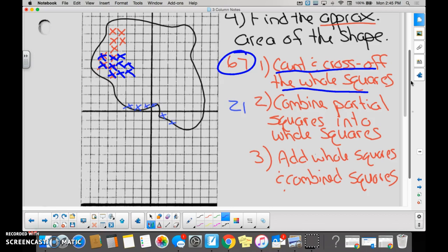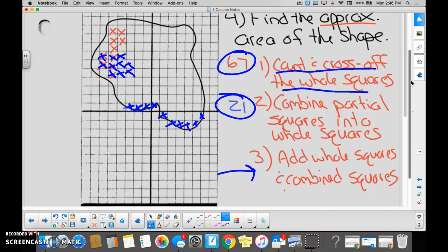Okay, and then we combine partial squares. So we said this one and this one's about 1. This one and this one's about 2. This one and this one makes 3. This one and this one make 4. This one and this one make 5, and so on. And we counted 21 of the partials when we combined them together. And then you add them up, and that is your area, or your approximate area.